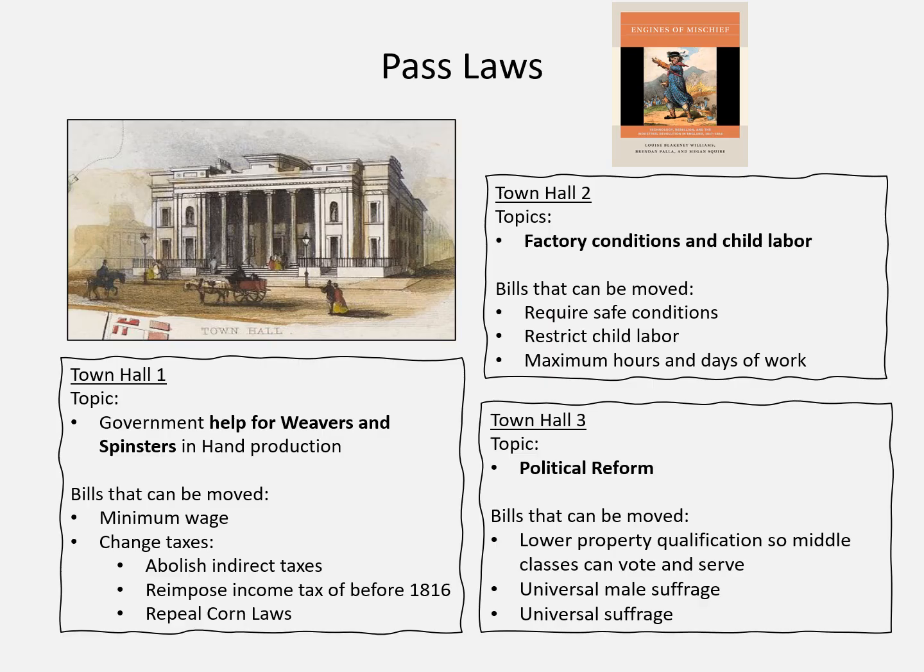So when you're in the game, Engines of Mischief, when you're considering making arguments about help for hand weavers and spinsters, including minimum wage, about factory conditions, even about political reform, you can use the ideas of Smith and Owen.